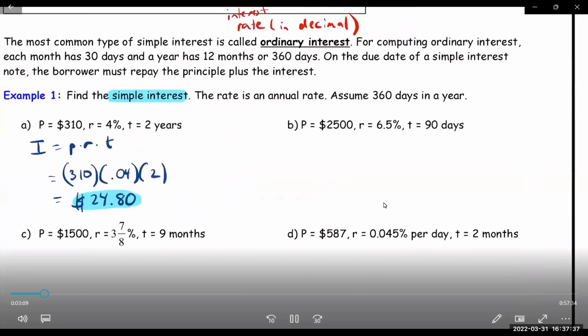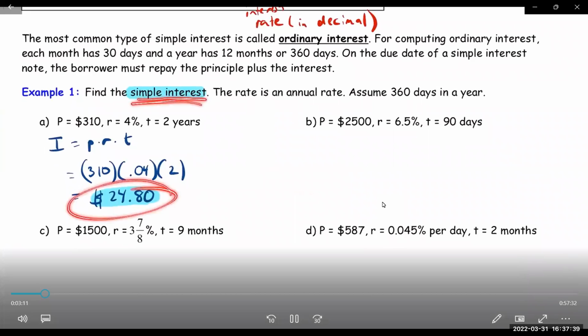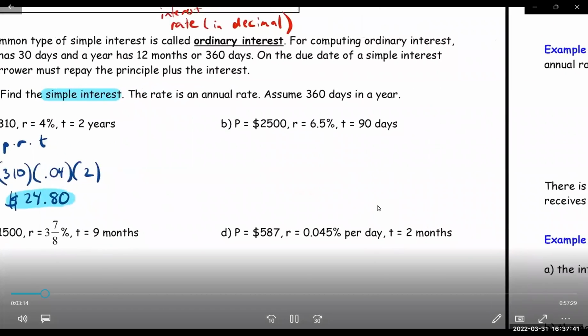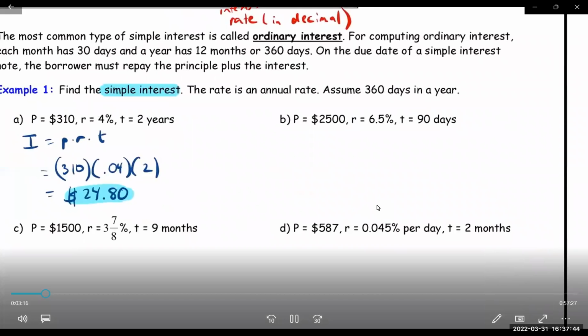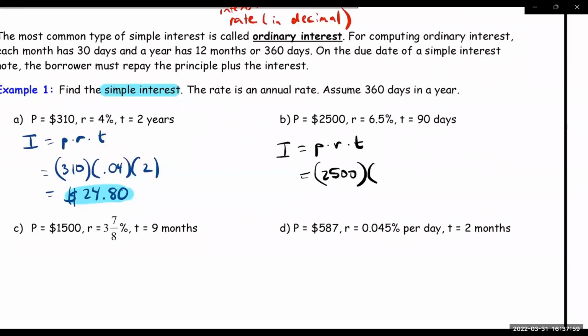All right, but they don't want that. They just want the simple interest. So there it is. All right, let's look at the next one. Same idea. The only difference is now it's days. So this is a little tricky. Let's see what we can do. So I = PRT. Principal is 2,500 this time. Interest rate, what would that convert to in decimal form? 0.065. Yeah, 0.065. Very good, because the decimal moves 2 places to the left. 1, 2. There's your 0.065.